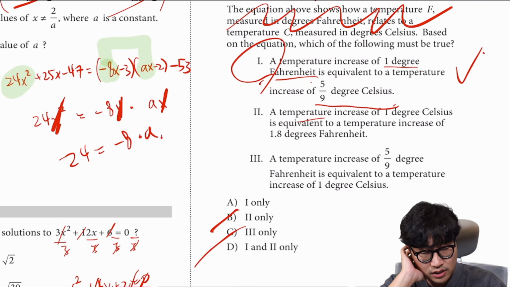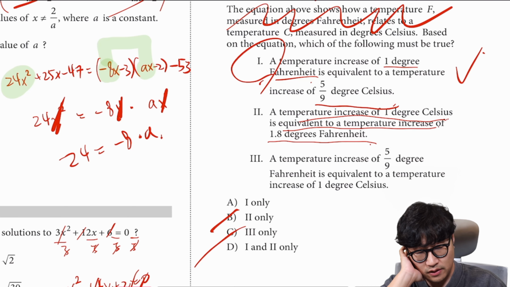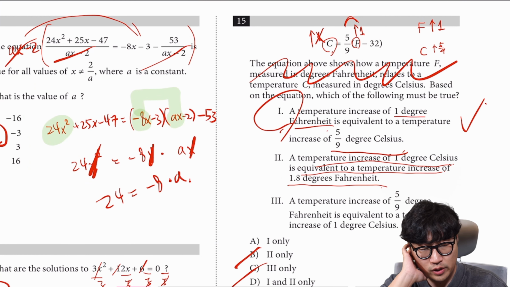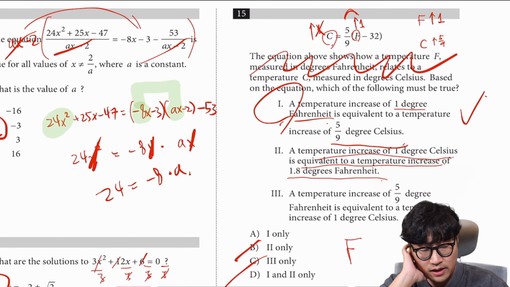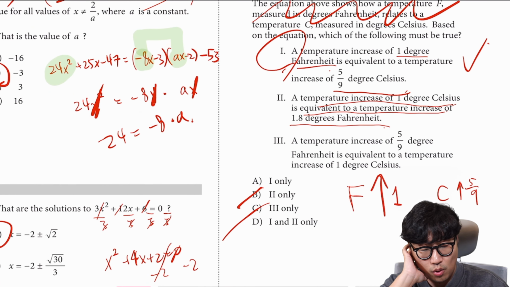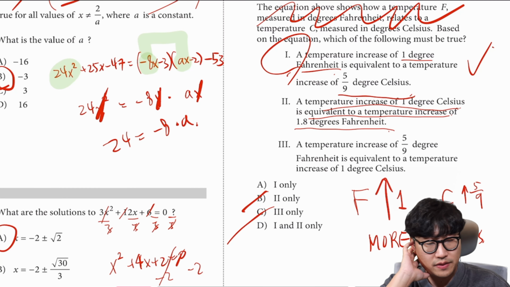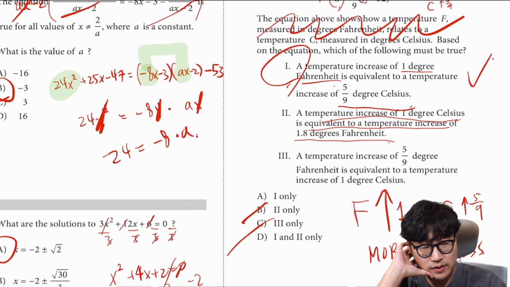A temperature increase of 1 degree Fahrenheit is equivalent to an increase of 1.8 degrees Fahrenheit. Well, for this one, if you were a little bit confused, this is how you can think about it. If we go back to this theory, Fahrenheit goes up by 1, while the Celsius goes up by only 5/9. So more for the Fahrenheit and less for the Celsius. If you really think about it, this one perfectly makes sense, right? Less for the Celsius, more for the Fahrenheit.